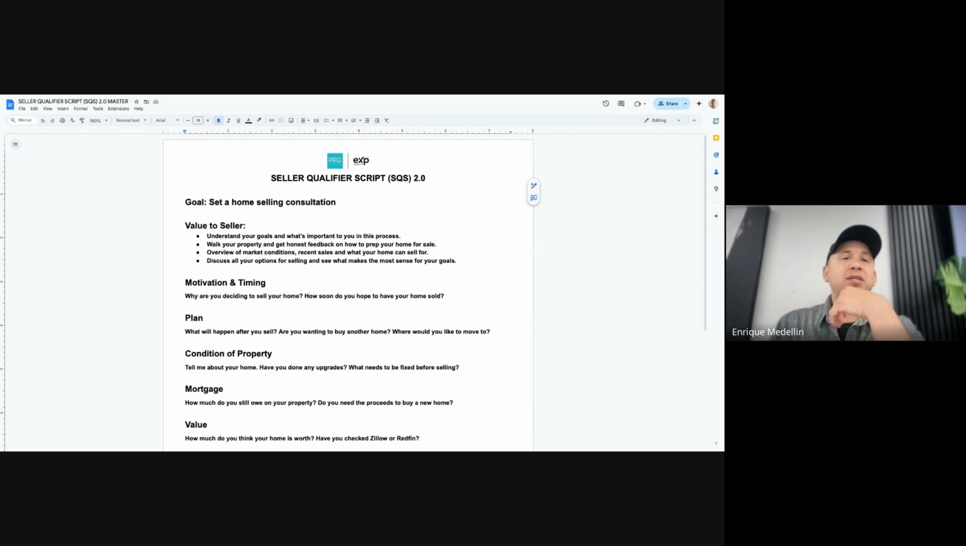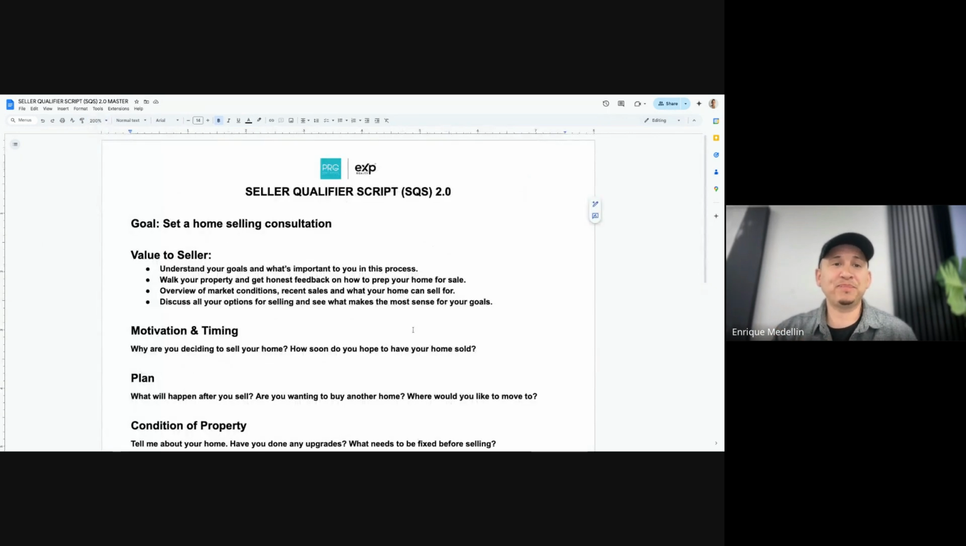Listing appointment is our own internal language, but to the seller, it means something different, right? And so to be good at booking listing appointments, it doesn't matter where the lead's coming from. If the lead's coming from Zillow, if you meet someone at an open house, a referral, you need to know what your value is to a seller. You need to know, why would this seller want to meet with me? What are they going to gain from our meeting? And so I put this down, just a quick reminder so that you can use this as talking points when you are talking to any leads.